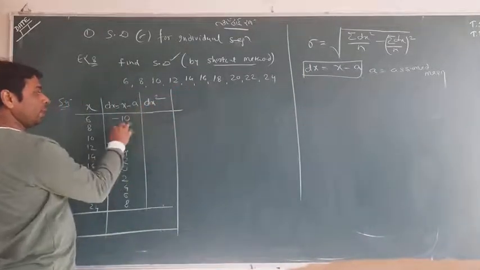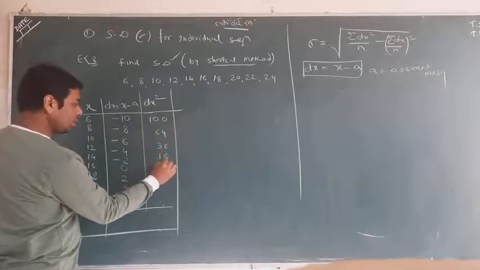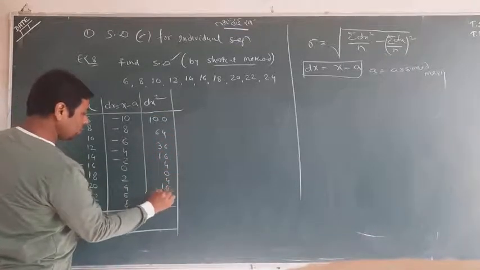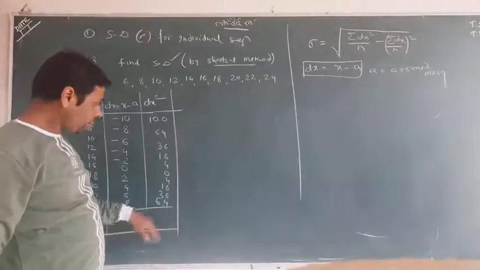Dx square: 10, 10, 100. 8, 8, 64. 36. 16. 4, 0, 4. 16. 36. 64. Like that. Now add it.